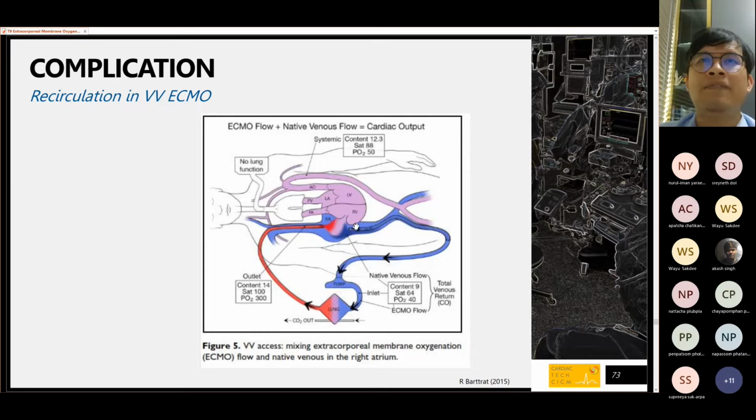Imagine that if there is mixing of the blood like here, you can see the oxygenated blood cannot go out to the body, right? So it cannot support any organ, so it cannot help anything. So this is one thing that needs to be a concern for VV ECMO, for the groin, femoral, and neck variations as such.